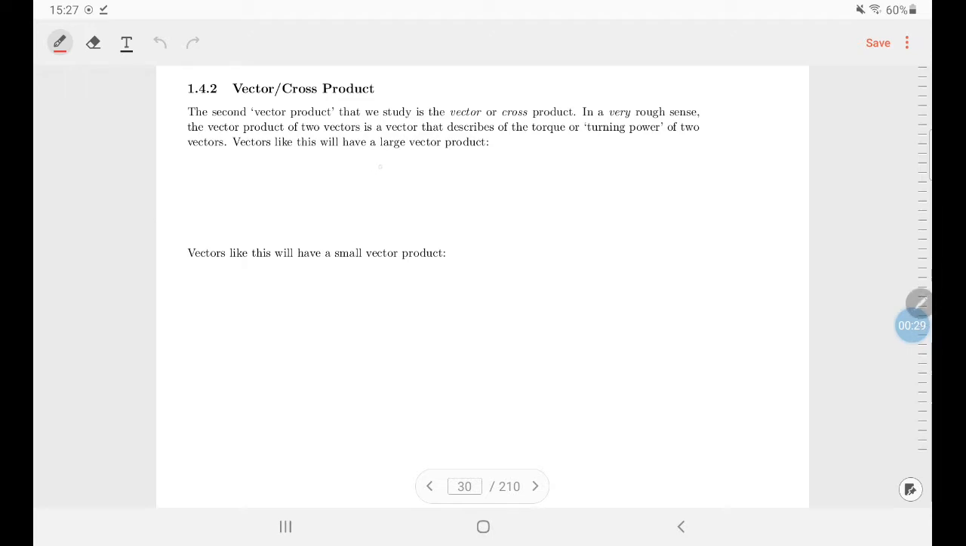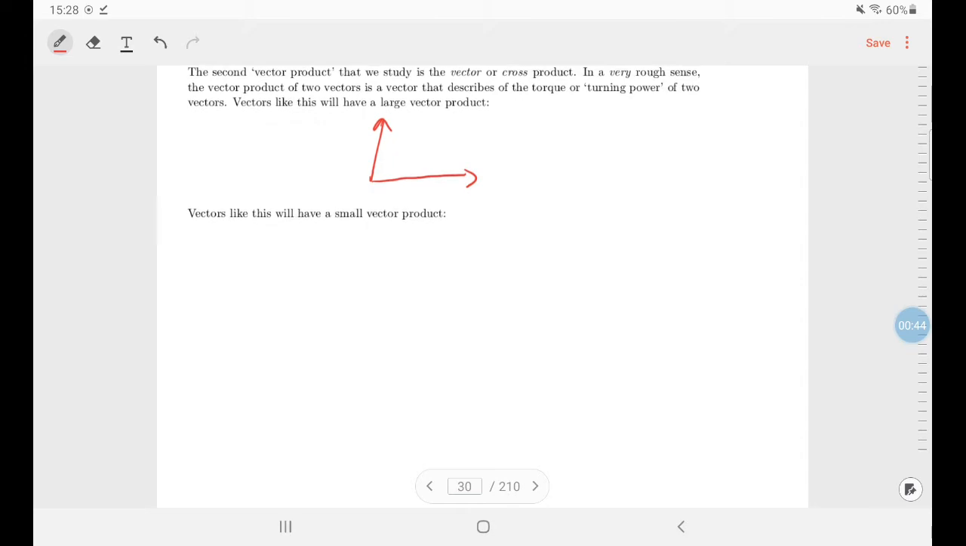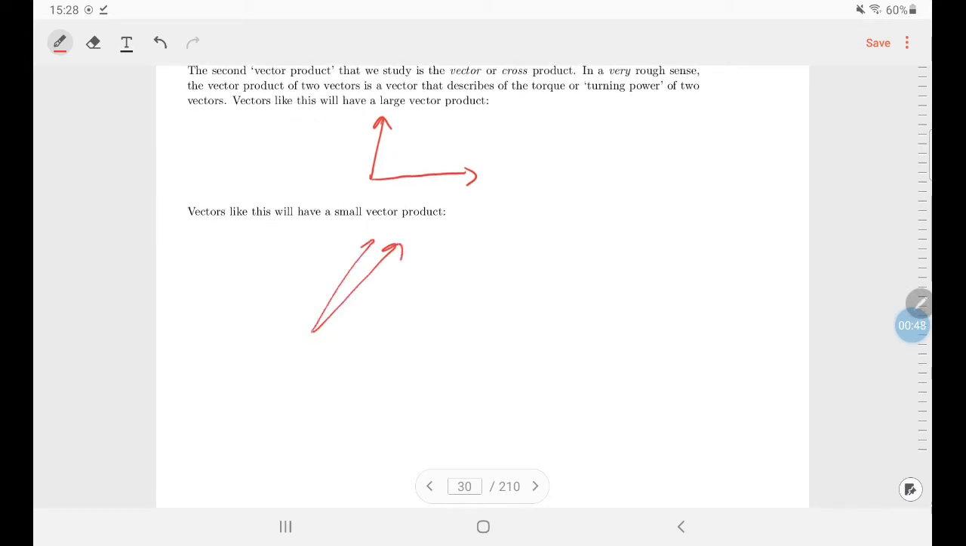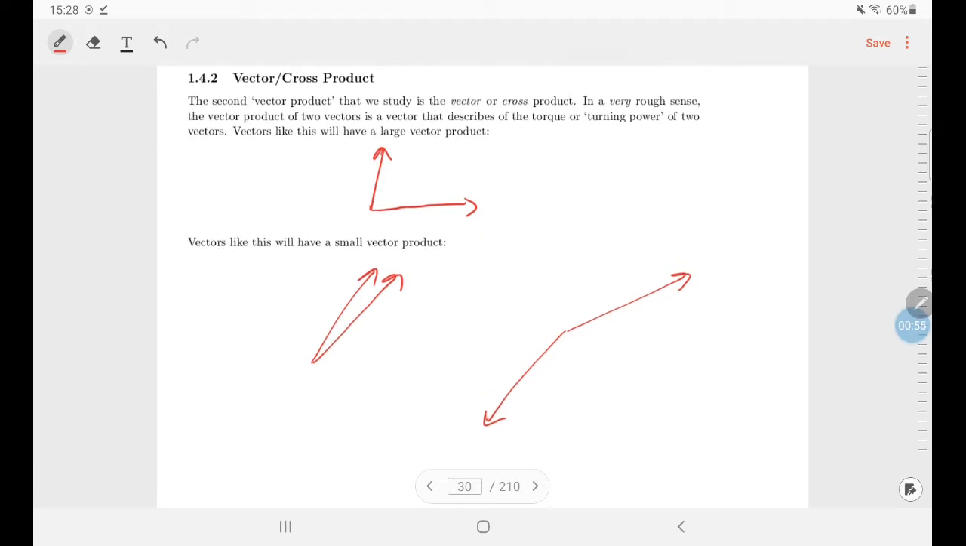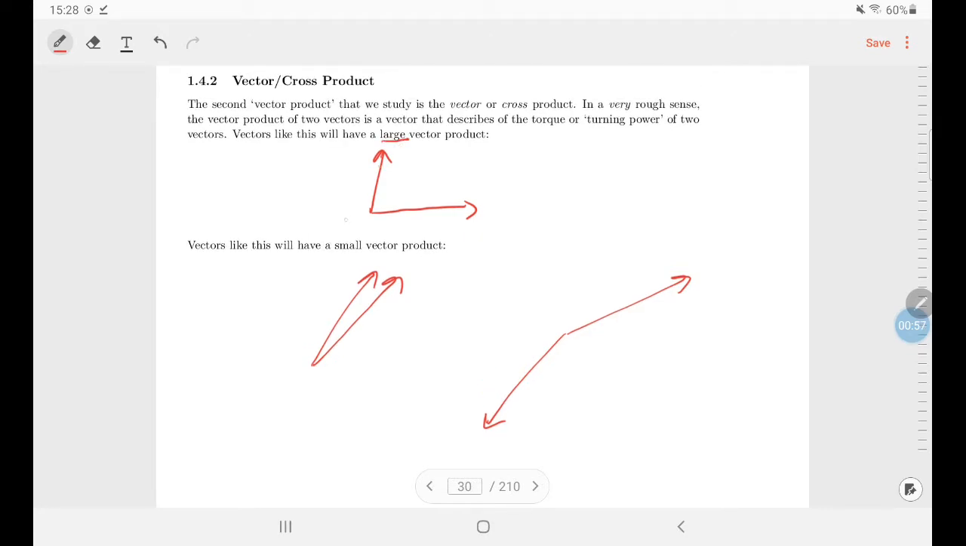If you've got vectors that have a large angle between them, close to 90 degrees, this is a situation where these vectors can produce a good torque. We will see this in time, whereas vectors like this will have a small vector product. We may as well explain this. These will have a small one. Now, what does large mean? What does small mean in terms of magnitude?